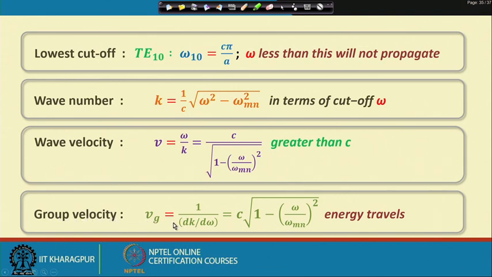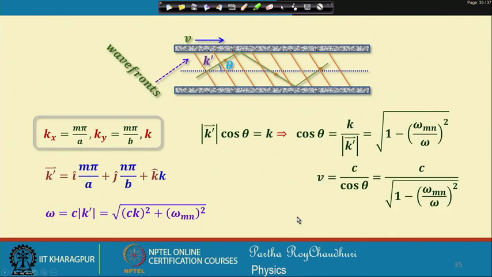Group velocity is given by d omega by d k, which is this, and in that case again we can find out the group velocity, that is the velocity with which the energy travels in the medium, by looking at the individual modes. For example, for T10, I have to substitute omega 10 for this, and then we can calculate the velocity of propagation of this wave.